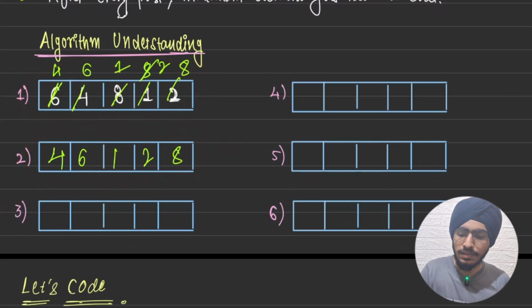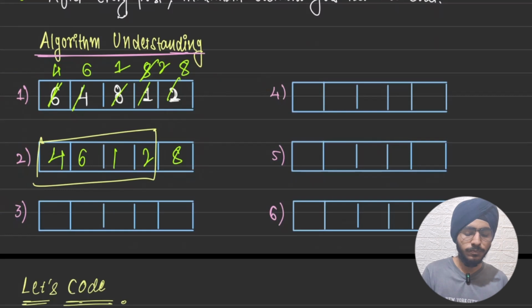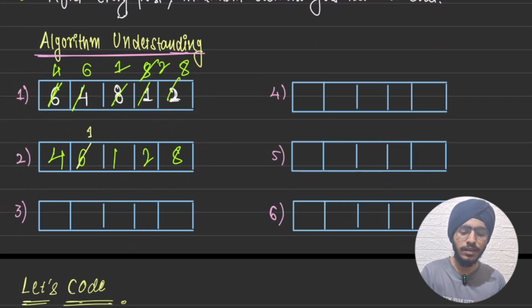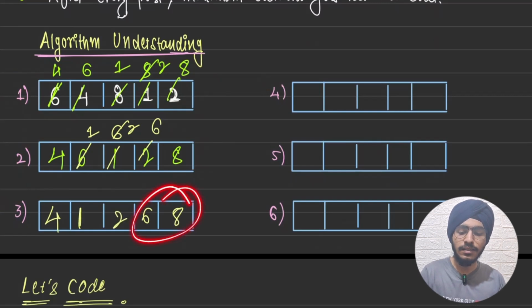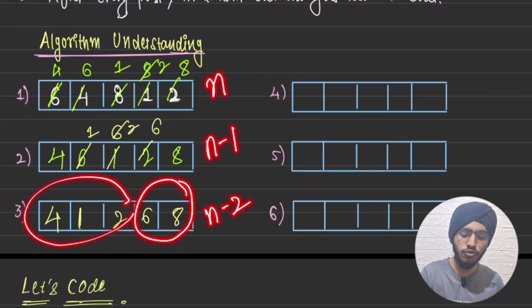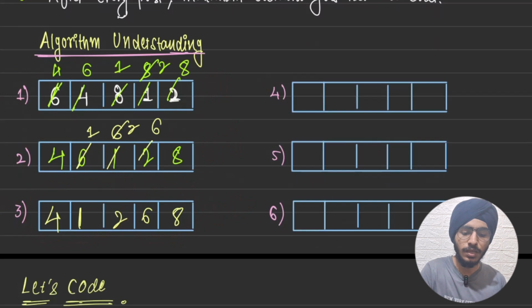So let's see the elements 4, 6, 1 and 2. Out of these, let's apply bubble sort in the second iteration. 4 is less than 6, don't swap. 6 is greater than 1, let's swap. 6 is greater than 2, let's swap. So in the next iteration, we can see 4, 1, 2, 6, 8. 6 and 8 are at their correct positions, so we don't need to think about them. The focus area shifted from n minus 1 to n minus 2 elements. Now 4, 1, 2. 4 is greater than 1, let's swap. 4 is greater than 2, let's swap.